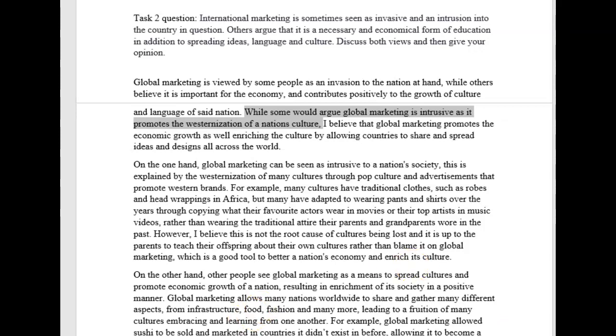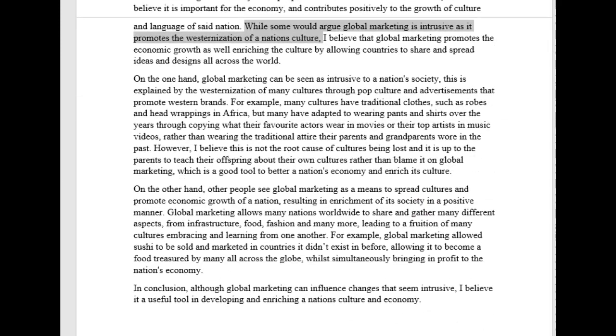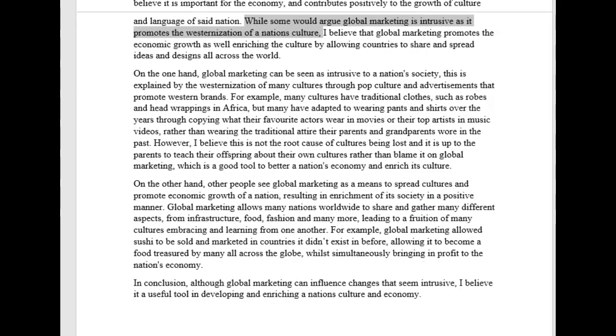But like I said, it was very nicely written, and so I enjoyed it. I thought you did a nice job. Let's see. In conclusion, although global marketing can influence changes that seem intrusive, I believe it is a useful tool in developing and enriching a nation's culture and economy. Okay, again, no economy. You're not supposed to be talking about that.